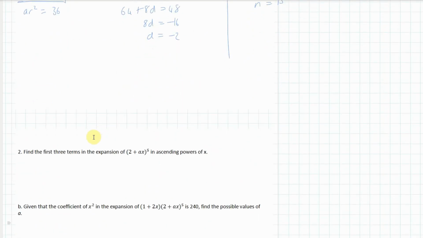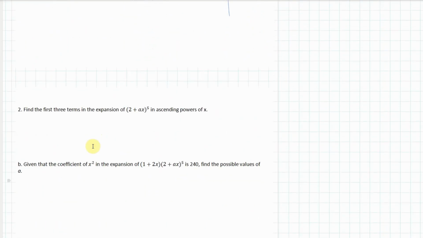The first three terms in the expansion are... so we've got to find them. Okay, so I'm going to go 5 choose 0 times 2 to the power of 5 times ax to the power of 0, plus 5 choose 1 into 2 to the power of 4 into ax to the power of 1, plus 5 choose 2 into 2 to the power of 3 into ax to the power of 2.